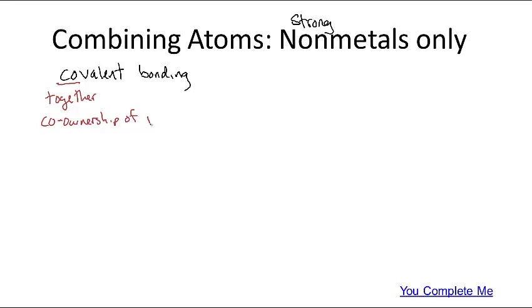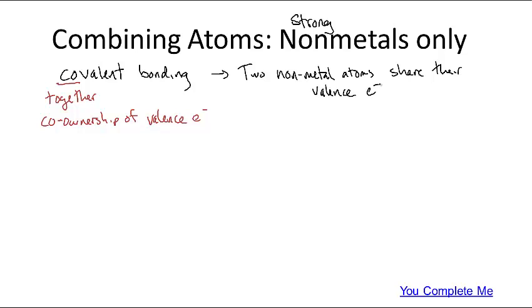of valence electrons. And how this works is that two nonmetal atoms share their valence electrons.